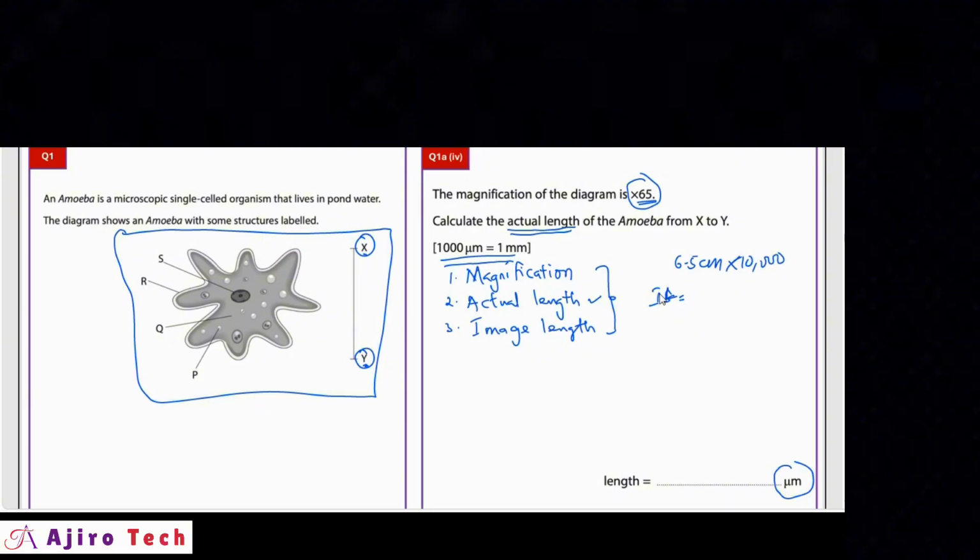So my image length is going to be 65,000 micron. Now remember this formula: magnification equals image length over actual length. That is the formula. Here we are asked to calculate the actual length.